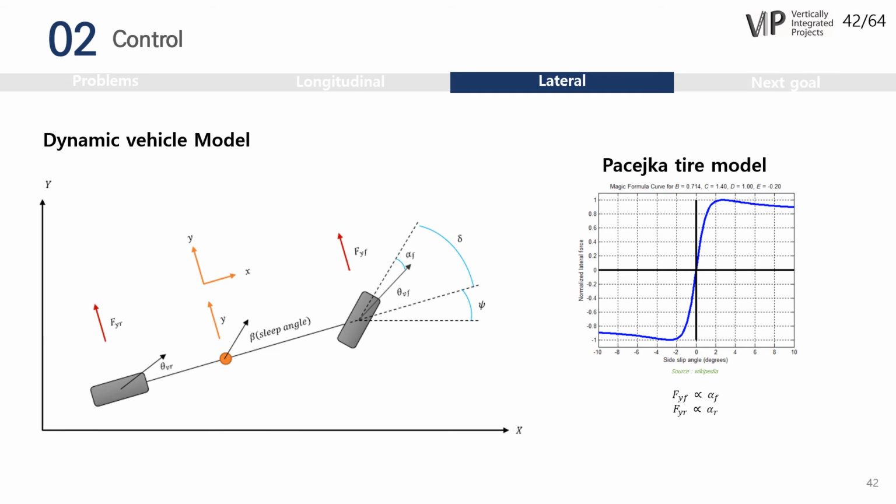This is a dynamic vehicle model which is simplified using the bicycle model. In a real situation, the driving direction and the direction of the tires are a little bit different because of deformation and slip. This is called the slip angle, and alpha and beta correspond to it.